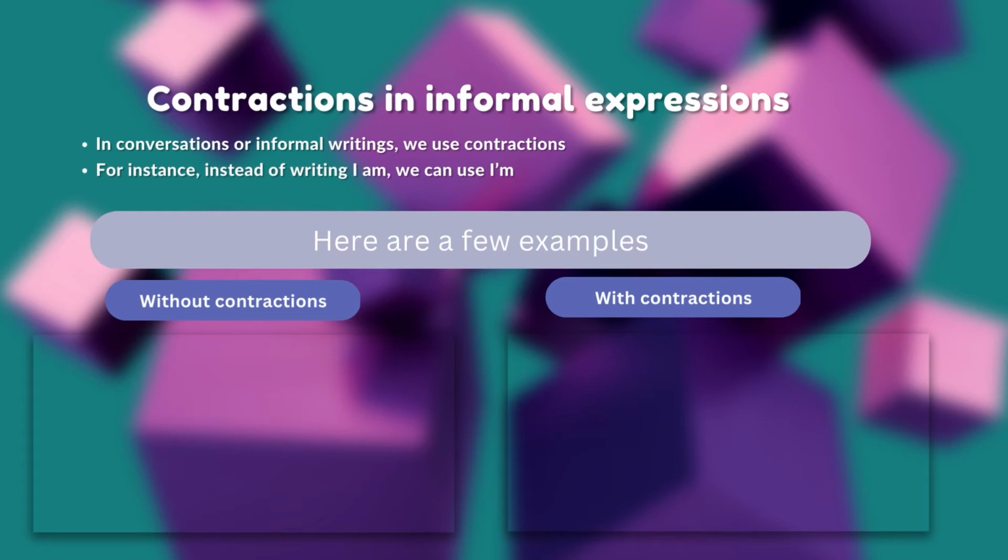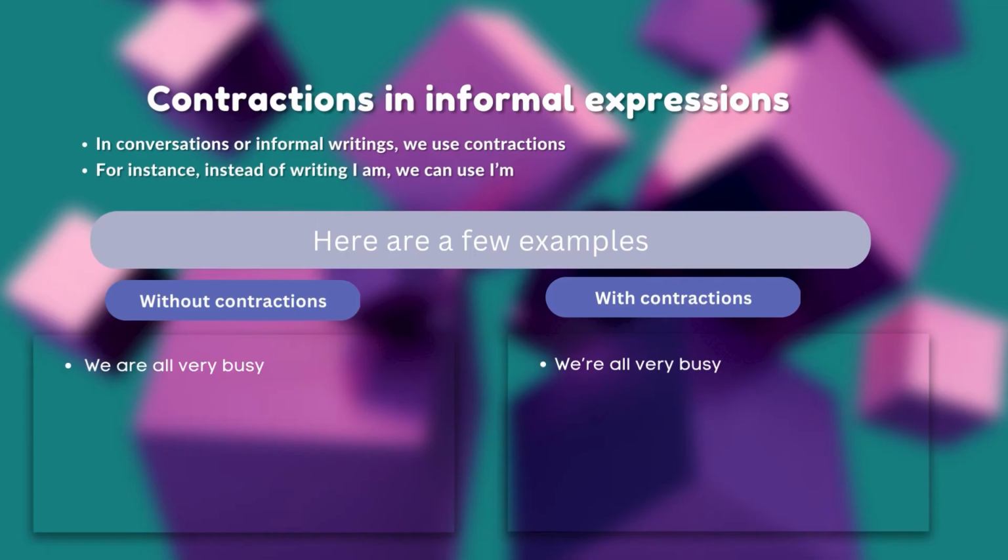Let's give an example of without contraction. For example, we are all very busy, right? So with contractions, how do we say we are all very busy? We're, W-E apostrophe R-E, right? So this is the contraction that we have used in a sentence.